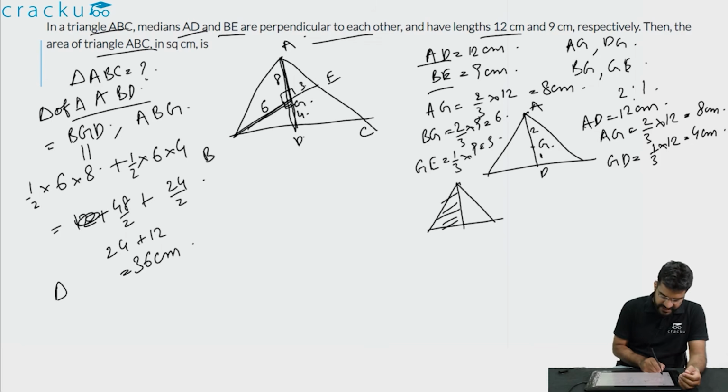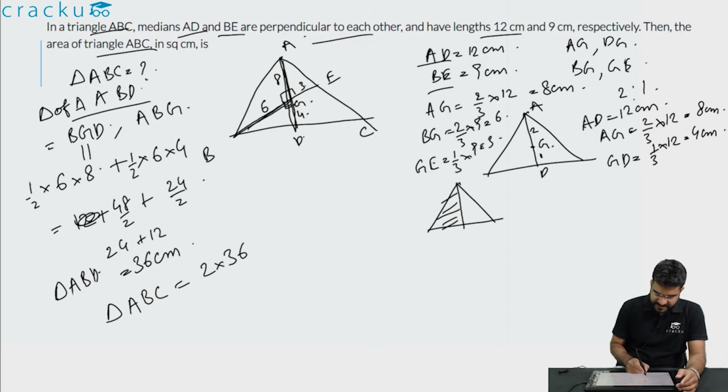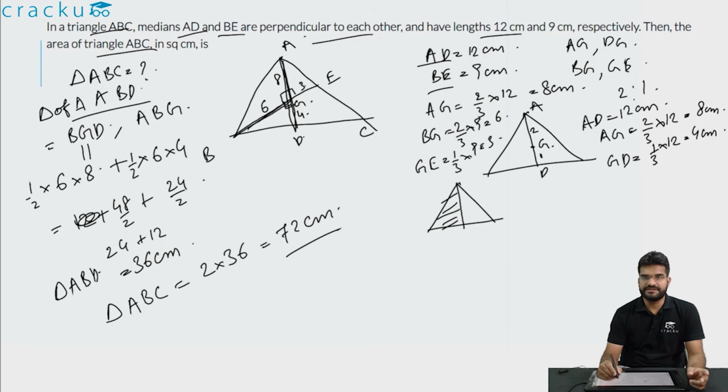Now this is the area of ABD, which is 1/2 of the triangle ABC. Therefore the area of triangle ABC is equal to 2 into 36, which is equal to 72 centimeters. In this question we have learned two things. One thing that we have learned is that the centroid always divides the median in the ratio 2:1.